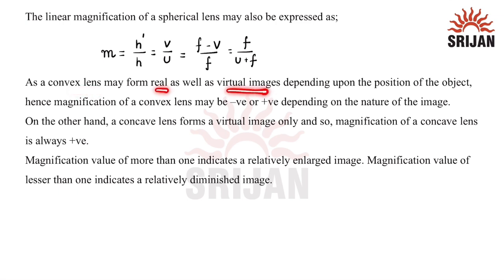Now, as the convex lens may form real as well as virtual images depending upon the position of the object, magnification of a convex lens may be negative or positive depending on the nature of image. On the other hand, a concave lens forms a virtual image only, so magnification of concave lens is always positive. Now, a magnification value of more than one indicates that a relatively enlarged image is formed, and magnification value of less than one indicates a relatively diminished image is formed.